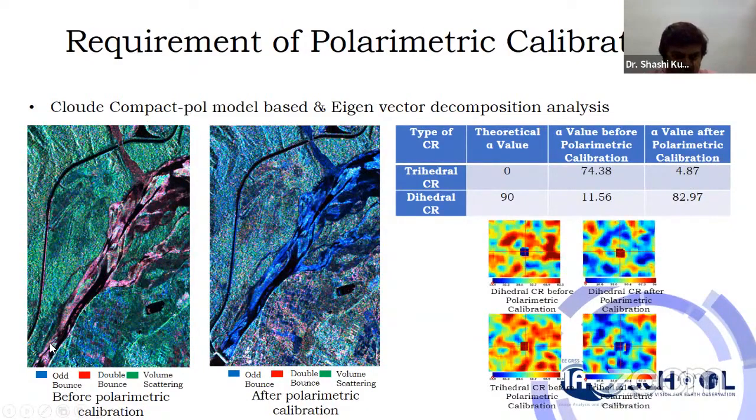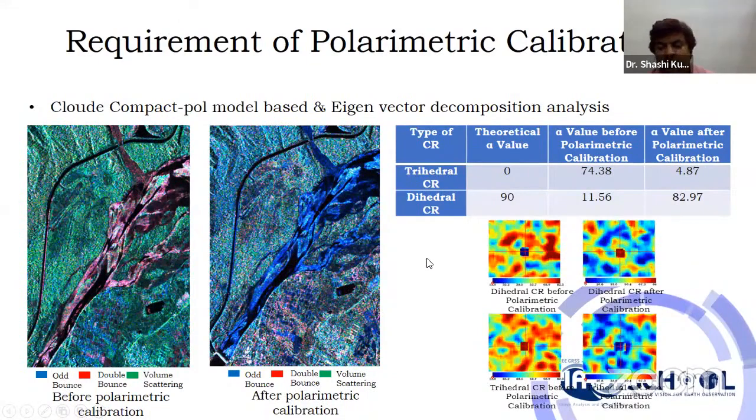Here you can see the river bed, and a river bed should show the dominance of the surface scattering. But since the data set was not polarimetrically calibrated, we were getting the dominance of double bounce scattering. When the polarimetric calibration was implemented, you can see that the river bed is showing the dominance of the surface scattering, and the urban area is showing the dominance of the double bounce scattering.